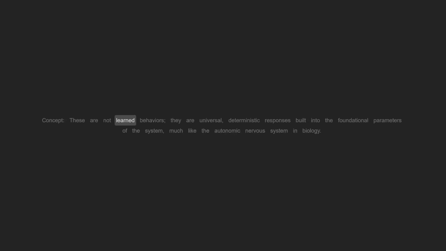Concept: these are not learned behaviors, they are universal, deterministic responses built into the foundational parameters of the system, much like the autonomic nervous system in biology. The operational principle: these are non-negotiable survival reflexes. The output: an immediate, primitive, physical response. Top priority: survival instinct, the hardwired physical reaction. Second priority: high-level reasoning, the logical, complex analysis. Third priority: learning, the slow, emergent learning.